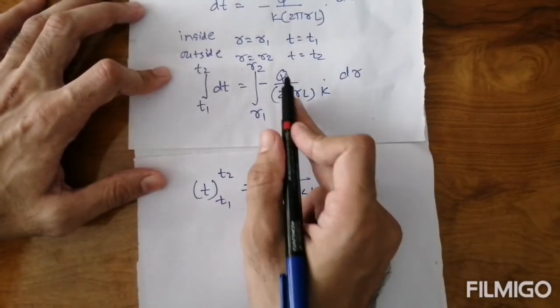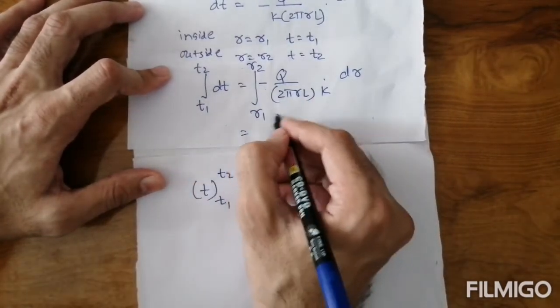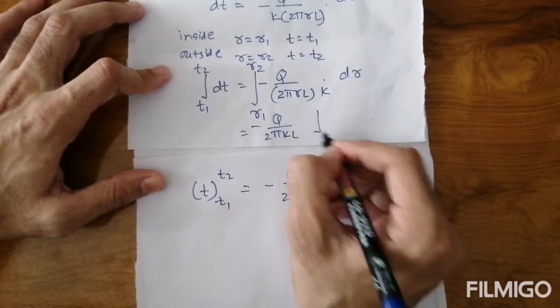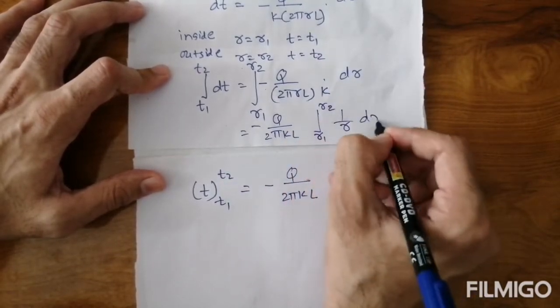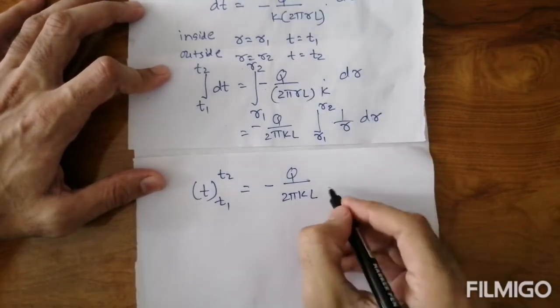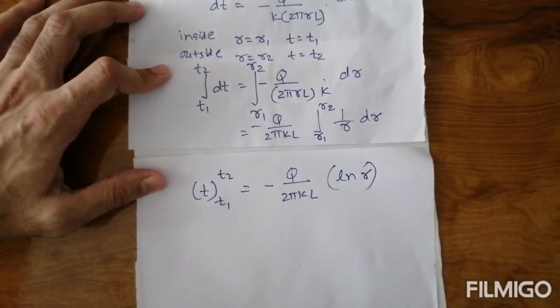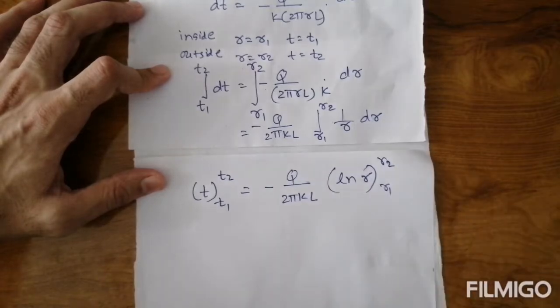Now what will be inside? Minus Q over 2 pi K L outside, and inside 1 upon R into dr from R1 to R2. What will be the integration of 1 upon R? The integration of 1 upon R is ln R, with limits R1 and R2.